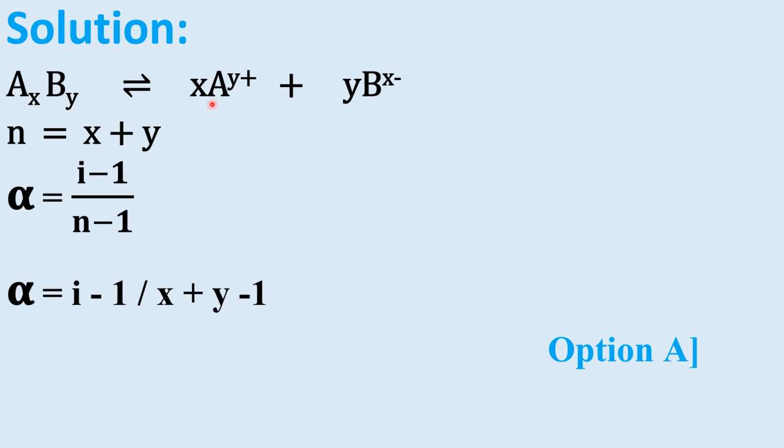AxBy dissociates to give x number of A y plus ions and y number of B x minus ions. Therefore, value of n is equal to x plus y. Formula of alpha: alpha is equal to i minus 1 divided by n minus 1. Substitute the value of n, that is x plus y. We will get alpha is equal to i minus 1 divided by x plus y minus 1. Thus option A is correct.